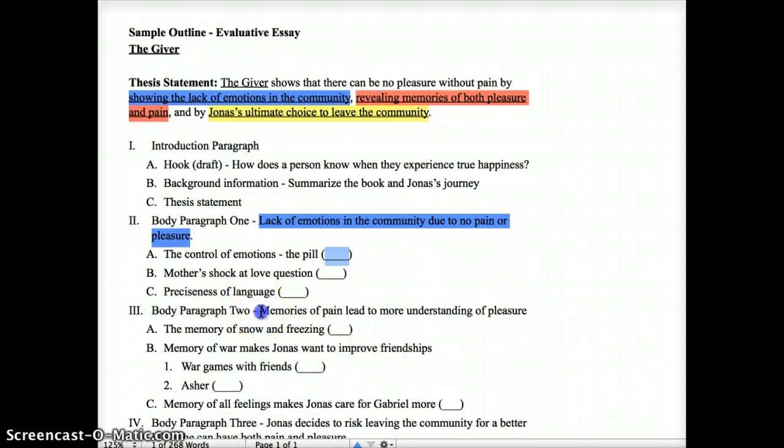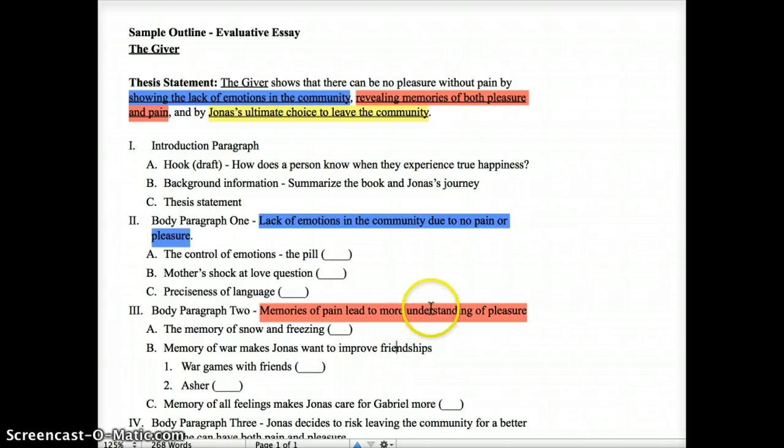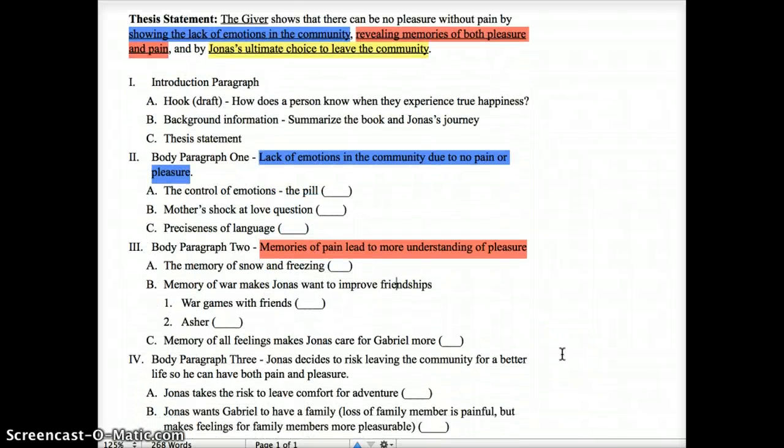Body paragraph number 2 is going to focus on my subtopic number 2, the fact that memories of pain lead to more understanding of pleasure. Okay, so I'm going to highlight that in the same color that I highlighted it above so that I remember that that subtopic goes with my second body paragraph. So memories of pain lead to more understanding of pleasure.